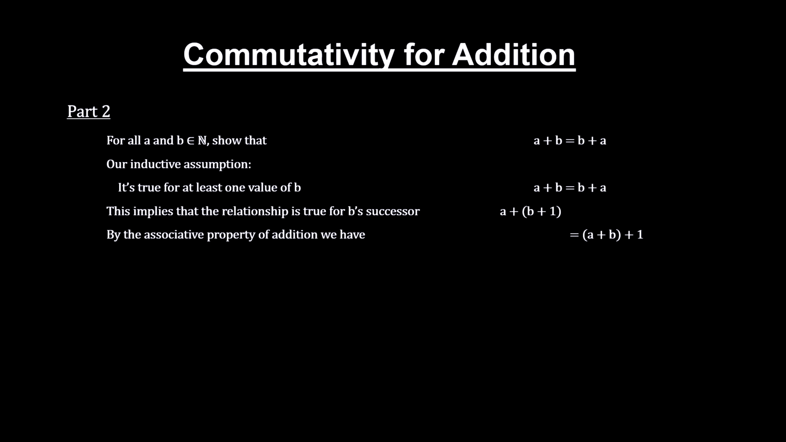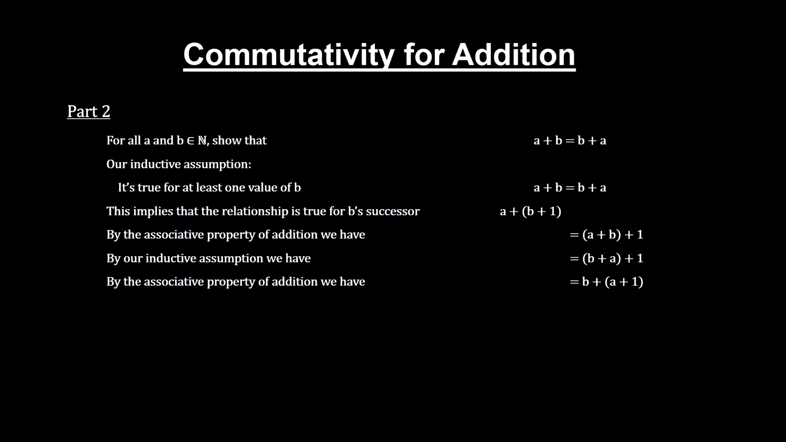We can use the associative property around a and b. We can then use the inductive assumption to get (b plus a) plus 1. Reuse the associative property to get b plus (a plus 1). And then use the results of part 1 that showed a plus 1 was equal to 1 plus a to get b plus (1 plus a).